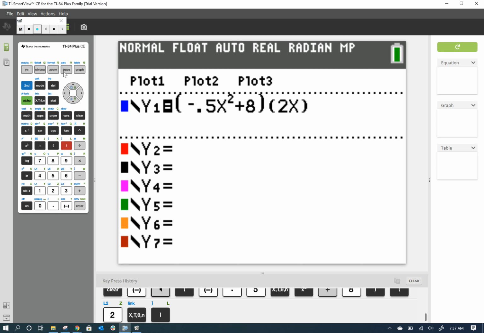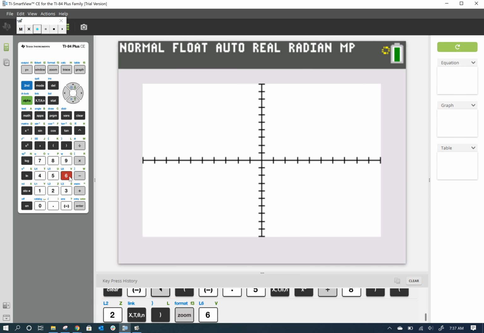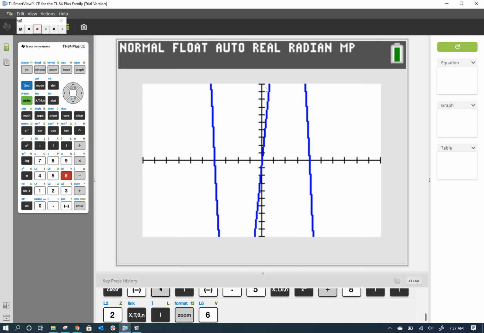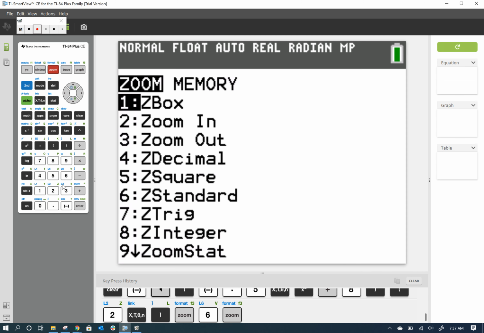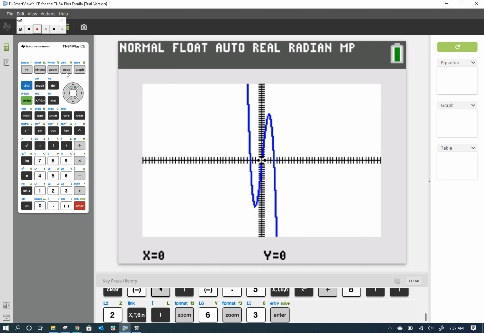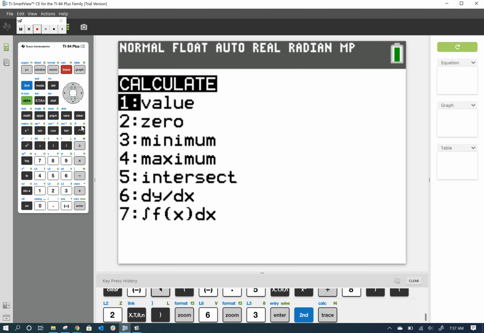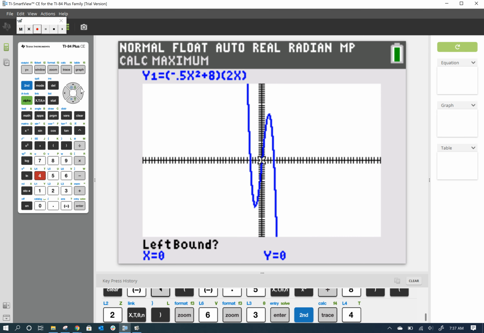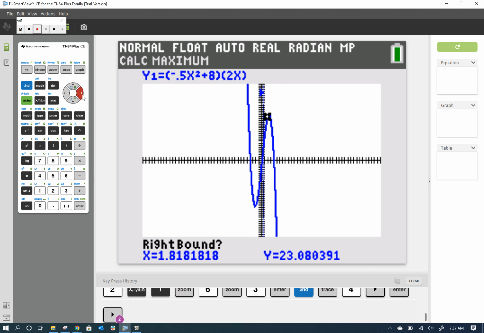Okay, and then we'll go ahead and zoom 6 just to see it in a standard mode. We want to maximize the area of the rectangle, so it looks like it's going to top out right here. So let me do a quick zoom out, zoom 3. All right, much better. We see the max there. That's where we want to go. Let's do second calc max. Left bound, right bound, guess. Yes.